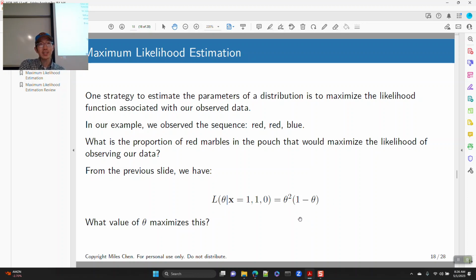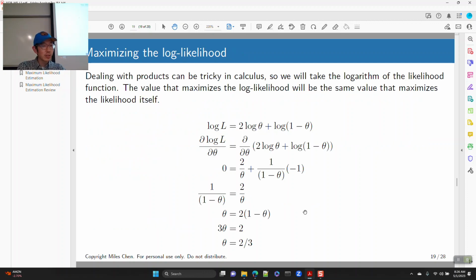We could plot this across all of the different values of theta. Theta can be basically any value from 0 to 1, since it's a proportion, and then we could use calculus to solve. This is not so hard to do calculus with here, because it's just a sequence of 3 things. But if I had a sequence of say 50 draws, I would have a big product, and dealing with a big product can get messy.